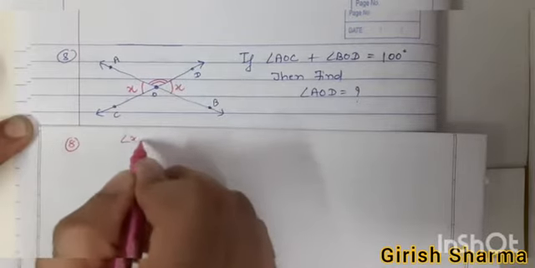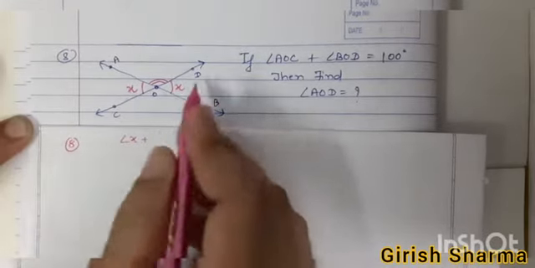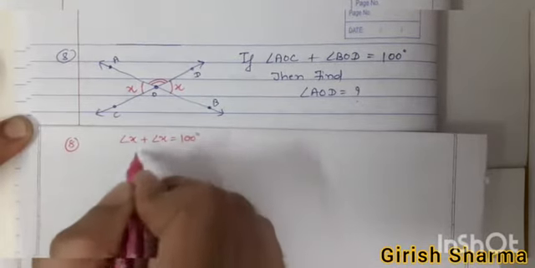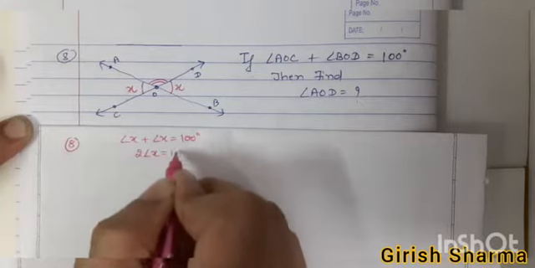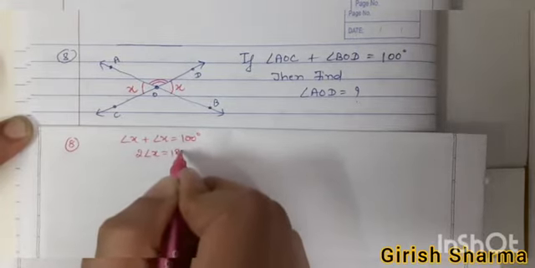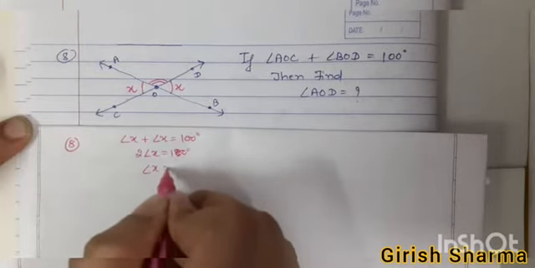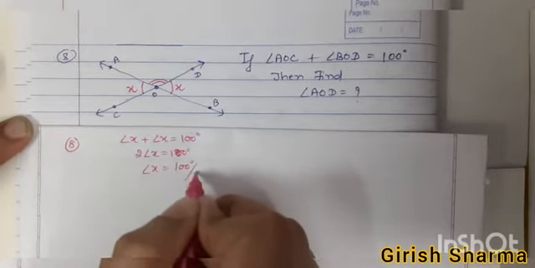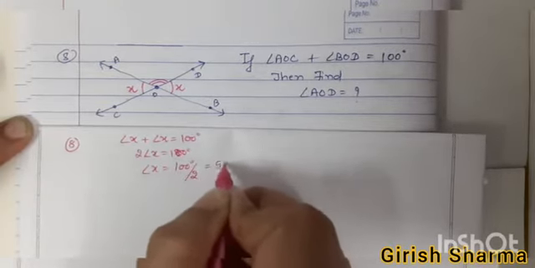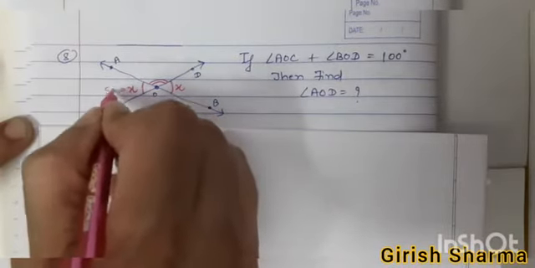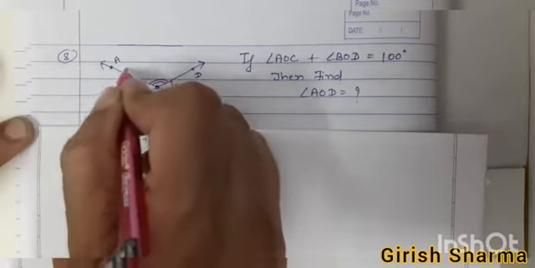Angle AOC plus angle BOD is equal to 100 degrees. So twice of angle x is equal to 100 degrees. Okay, so what will be 100 divided by 2? This will be 50 degrees. If this is 50 degrees, x, then tell me by linear pair.